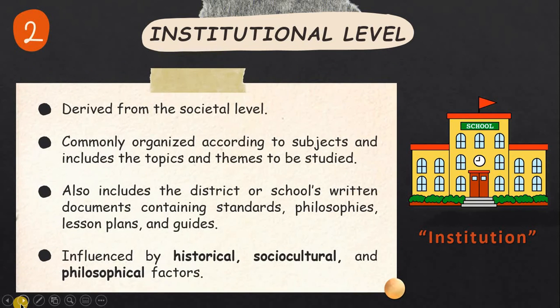Okay, so another one is institutional level serves schools and is derived largely from the societal level. So it is commonly organized according to subjects and includes the topics and themes to be studied. It also includes the district or school's written documents containing standards, philosophies, lesson plans, and guides. So just like in the societal level, since na-derive nga ito, yung institutional level, na-derive siya sa societal level, the institutional level has also the historical, sociocultural, and plus the philosophical factors that affect the curriculum.